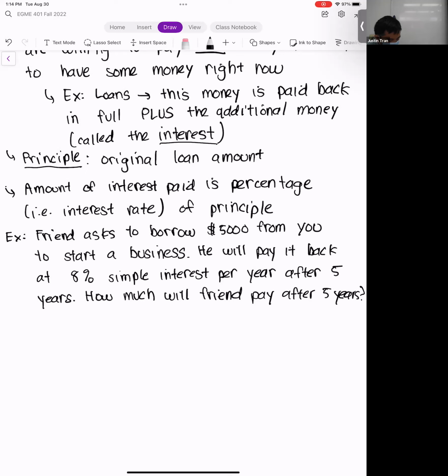All right, so this is a problem with simple interest, right? What simple interest means is that the amount of interest payments that we are going to compute is only based on the original principal amount.